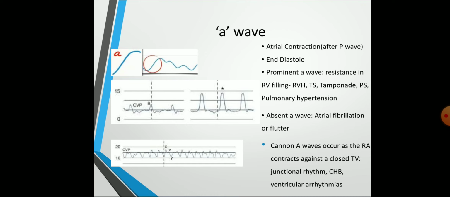So if you see a prominent A wave, it shows that there is resistance to right ventricular filling. Now, if you see an absent A wave, just the same way in electrocardiogram where you see an absent P wave, it is in the case of atrial fibrillation or atrial flutter. And you also see cannon A waves in the case of ventricular arrhythmias.